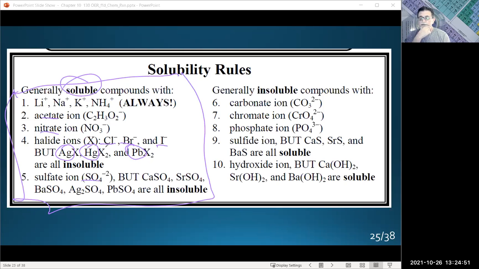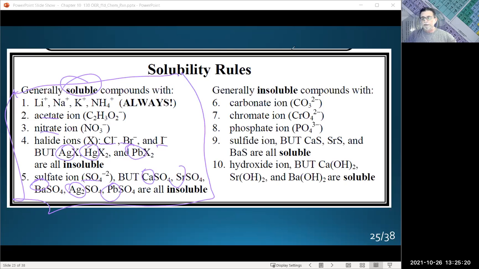Sulfate ions, as with the halides, everybody is soluble, except these 5 examples: calcium sulfate, strontium sulfate, barium sulfate, silver sulfate, and lead sulfate. Only 5 sulfates are insoluble, which means all the infinite number of other compounds are classified as soluble.